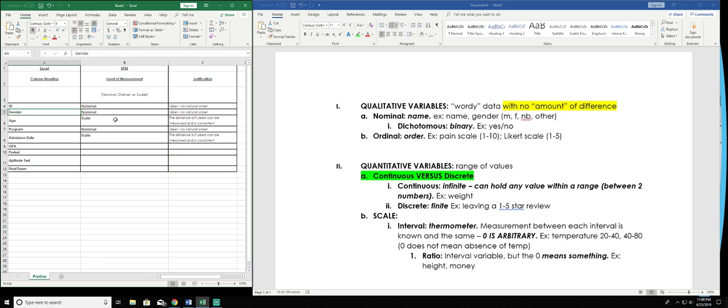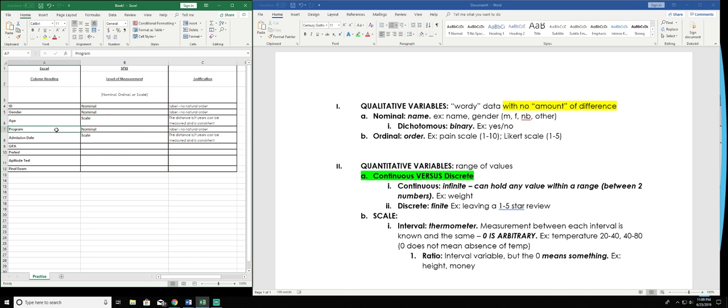Let's see, age. We know this is a scale variable. Remember how we talked about interval variables being kind of like thermometers. We know that we can measure the difference between each interval, and we know that it's the same. So for age, we know that the distance between years is measured, so we can say comfortably that that's a scale variable.